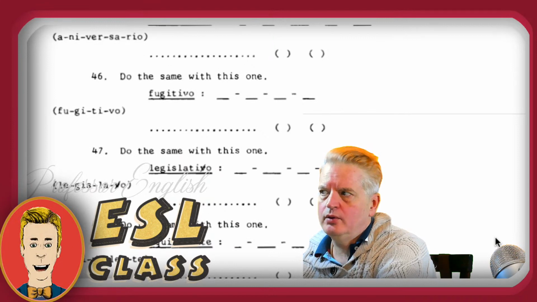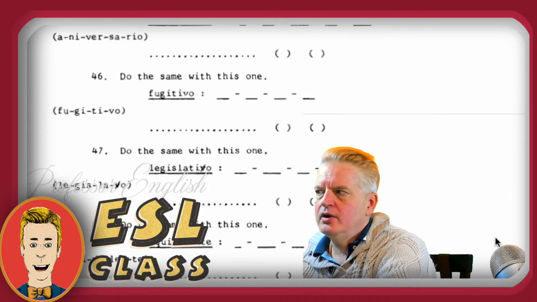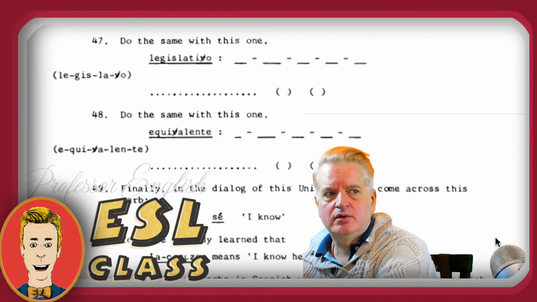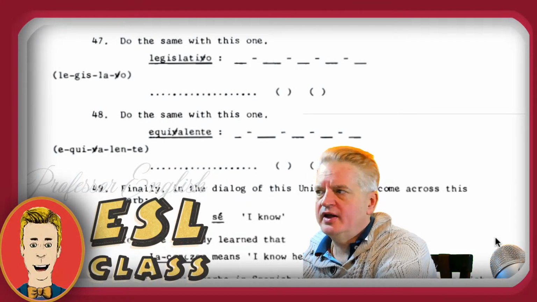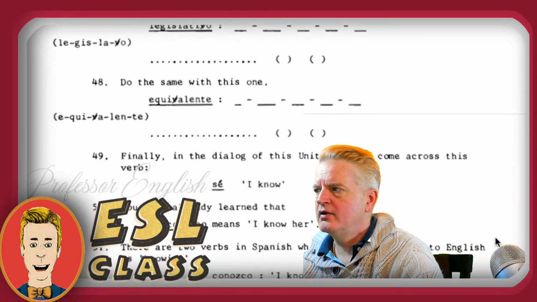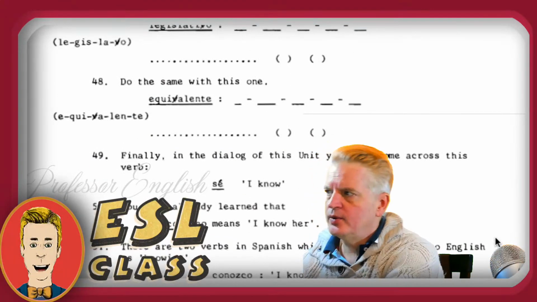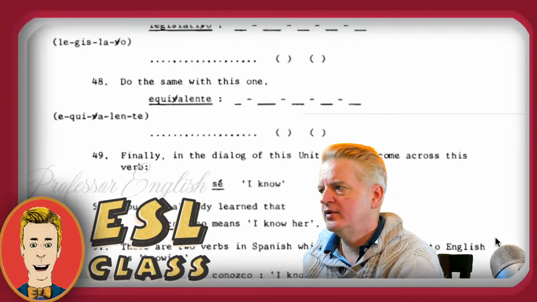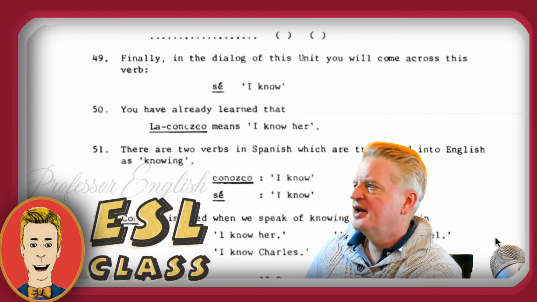Number 46. Do the same with this one. Fugitivo. Number 47. Do the same with this one. Legislativo. Number 48. Do the same with this one. Equivalente.